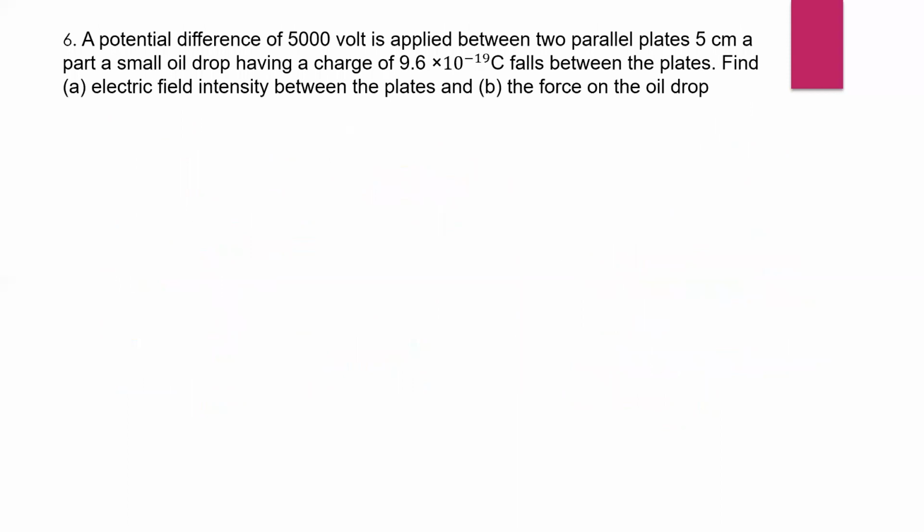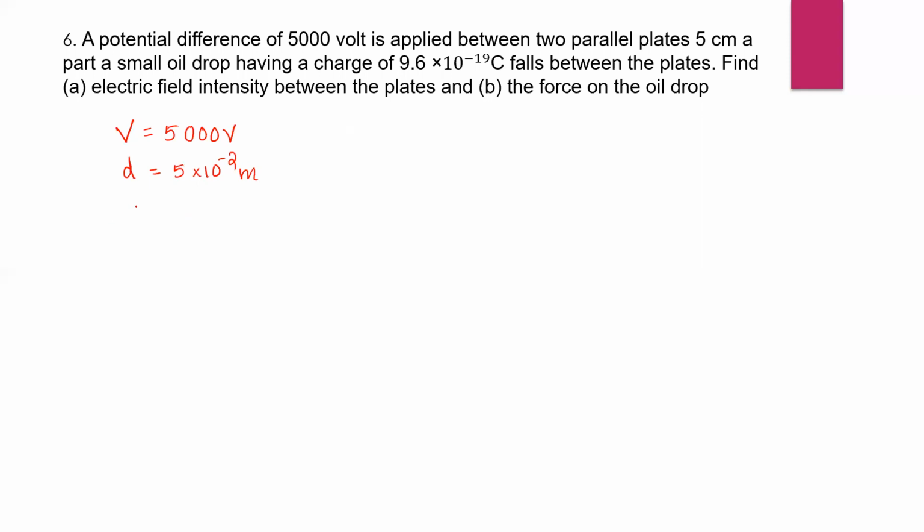A potential difference of 5000 volt is applied between two parallel plates 5 centimeter apart. So potential difference is given, that is V is equal to 5000 volt. Distance between the plates is given, that is 5 centimeter, that is 5 into 10 raised to minus 2 meter. Find the electric field intensity between the two plates.